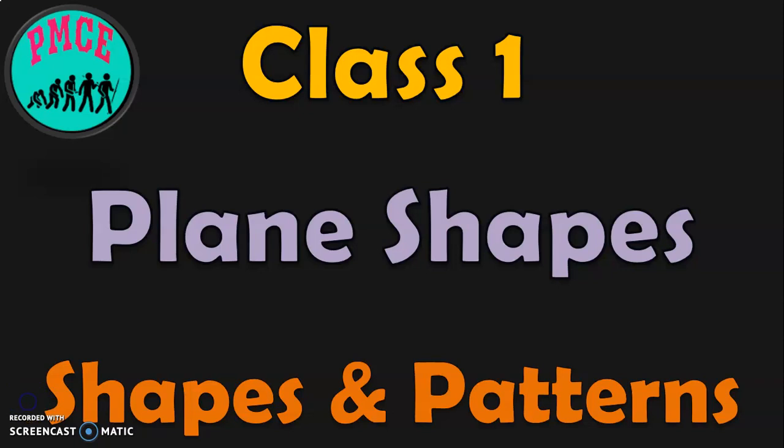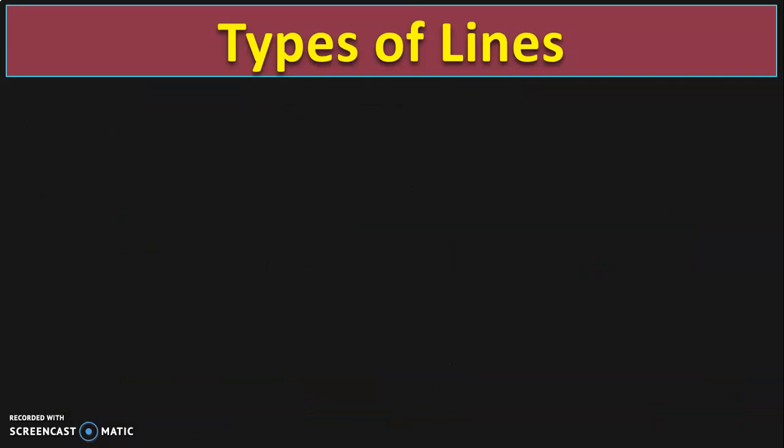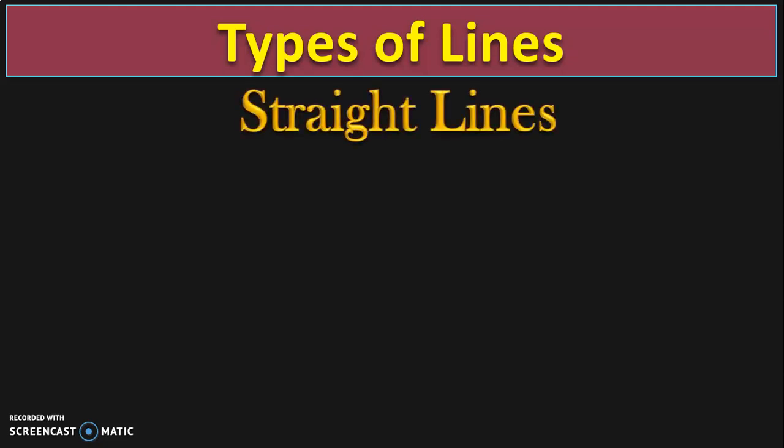In this video, we are going to learn about the topic plane shapes, which comes under the concept shapes and patterns in class 1. In the first video, under the topic shapes and patterns, we saw about the types of lines. The link to that video is given below in the description box and also in the iCard section. In that video, we learned that there are two types of lines, straight lines and curved lines.